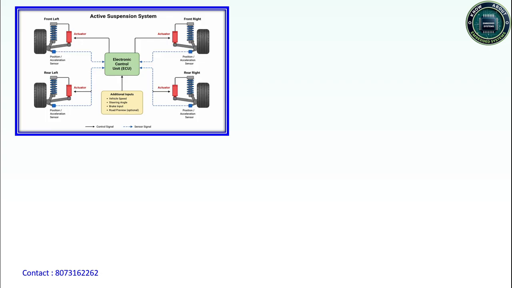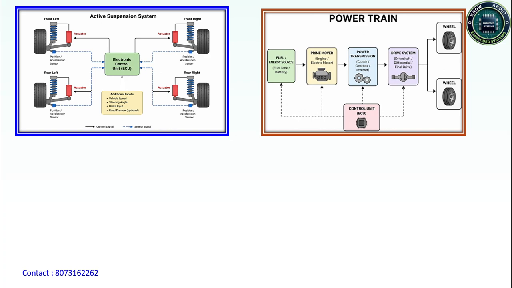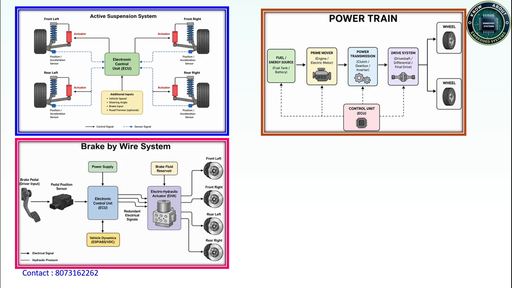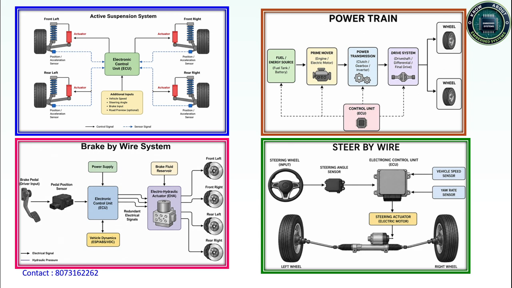So what are the applications of FlexRay, where will we use it? The first and foremost important applications are active suspension, powertrain management, braking system, and steer-by-wire. Apart from active suspension, the powertrain is also a safety critical application. The braking system is also a safety critical application. Steer-by-wire, nothing but the steering control unit, is also safety critical.